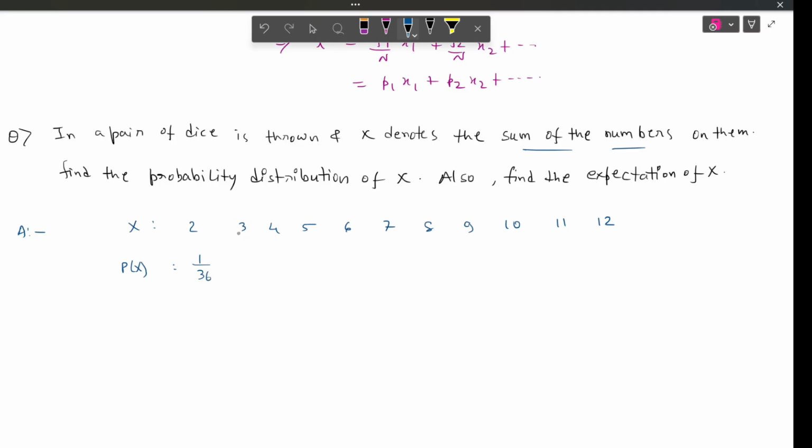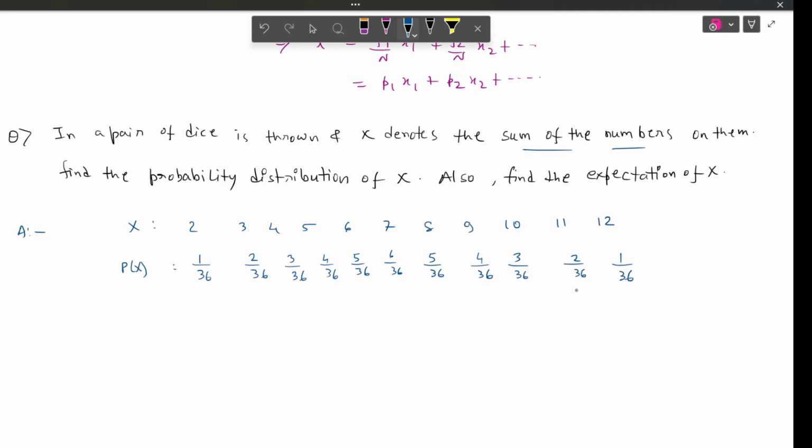And 3 is 2 upon 36. 4 is 3 upon 36. 5 is 4 upon 36. 6 is 5 upon 36. 7 is 6 upon 36. 8 is 5 upon 36. 9 is 4 upon 36. 10 is 3 upon 36. And 11 is 2 upon 36. 12 is 1 upon 36.